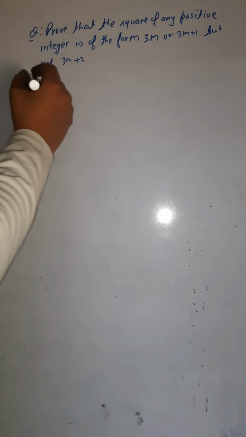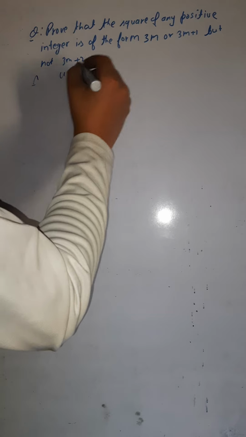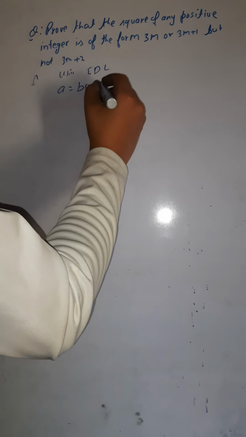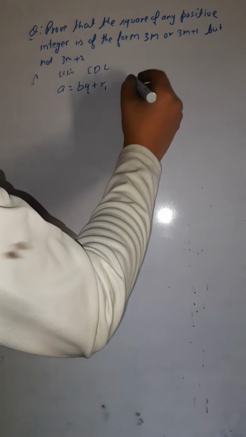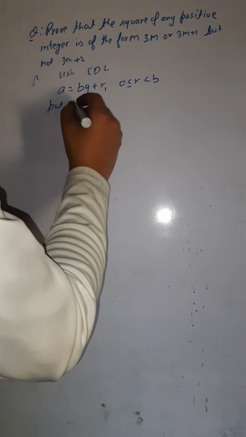Let's say you have an integer. Now right here, using Euclid's division lemma, if it is an integer a, it can be written of the form bq plus r, where r is always greater than or equal to 0 and less than b. Now what is the value of b here? The value of b is 3. So put b equals 3.